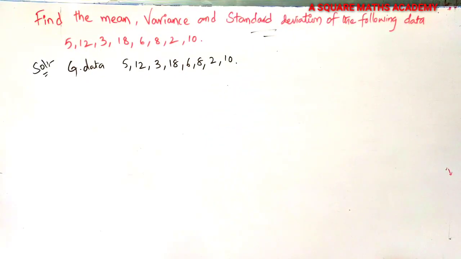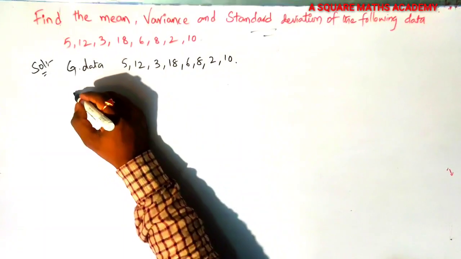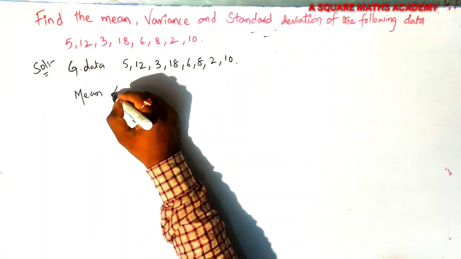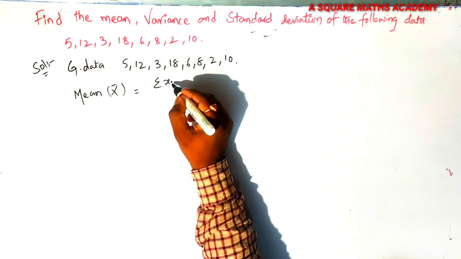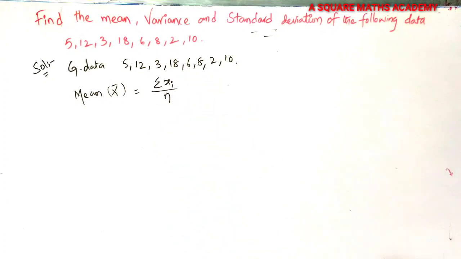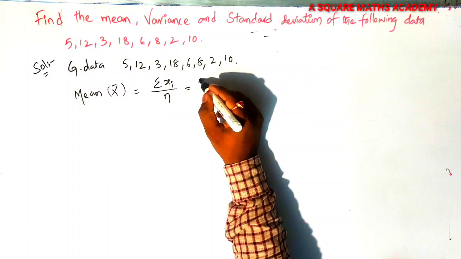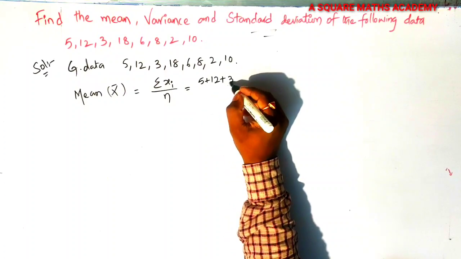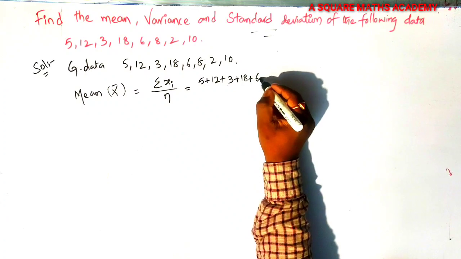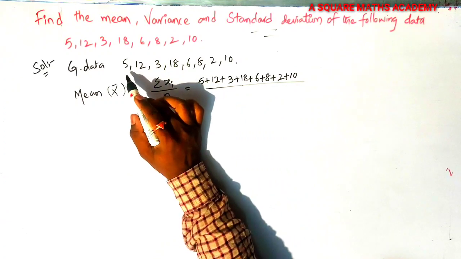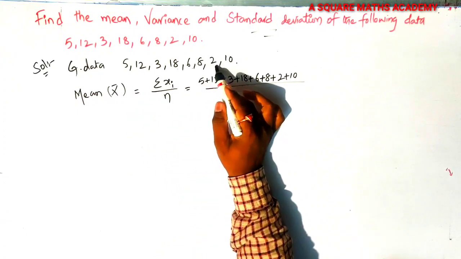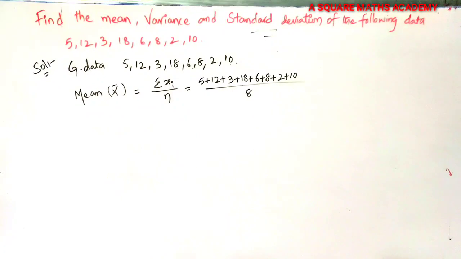Okay, so for the given data, first of all we write the mean. Mean is denoted by x bar, which equals the sum of variables, summation of xi divided by n. Here n is the number of elements, and summation of xi is the total sum of the given data. That means 5 plus 12 plus 3 plus 18 plus 6 plus 8 plus 2 plus 10, divided by the number of observations, 1, 2, 3, 4, 5, 6, 7, 8. So 8 observations are given here.